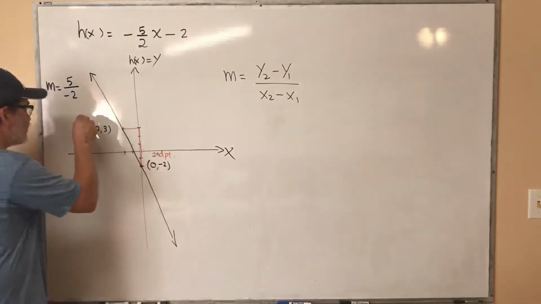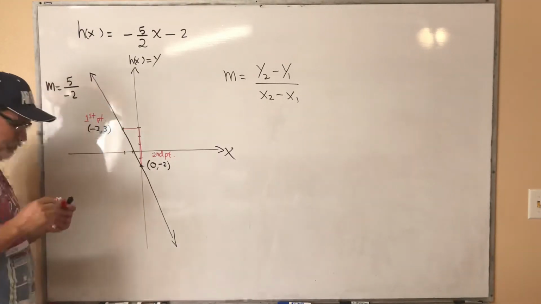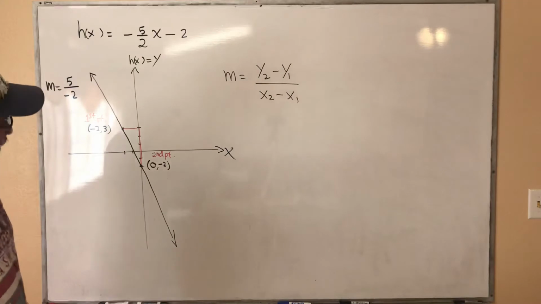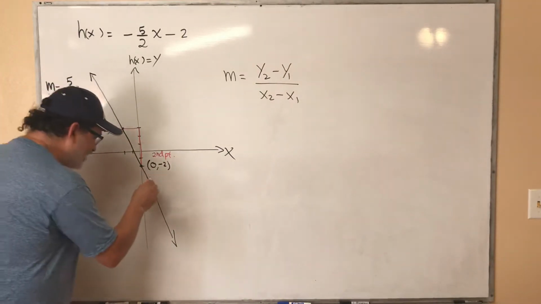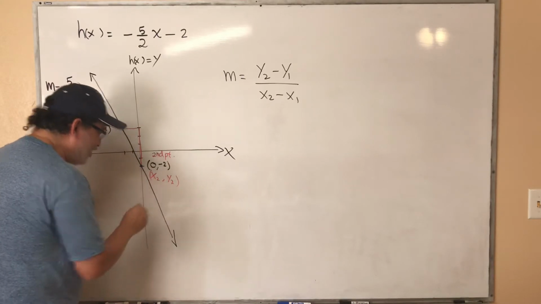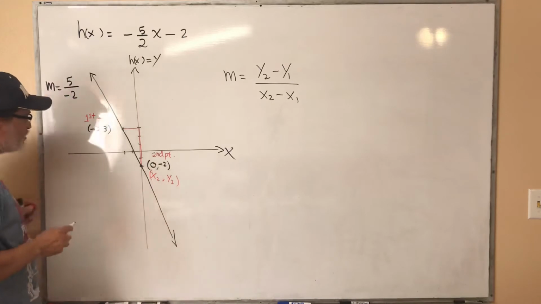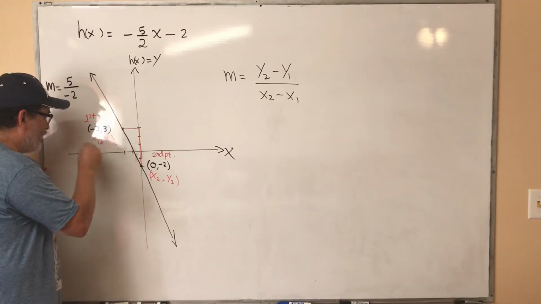This must be the first point. There you go. Okay. If this is the second point, this must be x2, y2. And because this is the first point, this must be x1, y1.